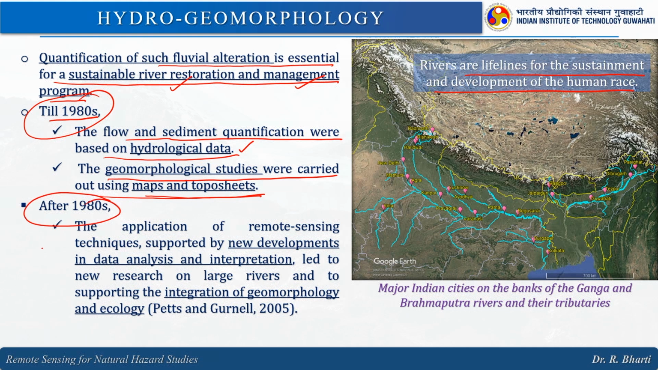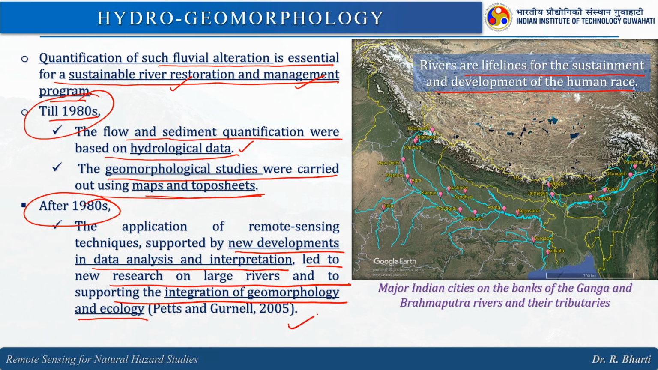After the 80s, remote sensing was introduced. We had a few satellites and the remote sensing data sets were used, right. And then subsequently new developments in data analysis and interpretation started, which led to new research on large rivers and to supporting the integration of geomorphology and ecology, right.